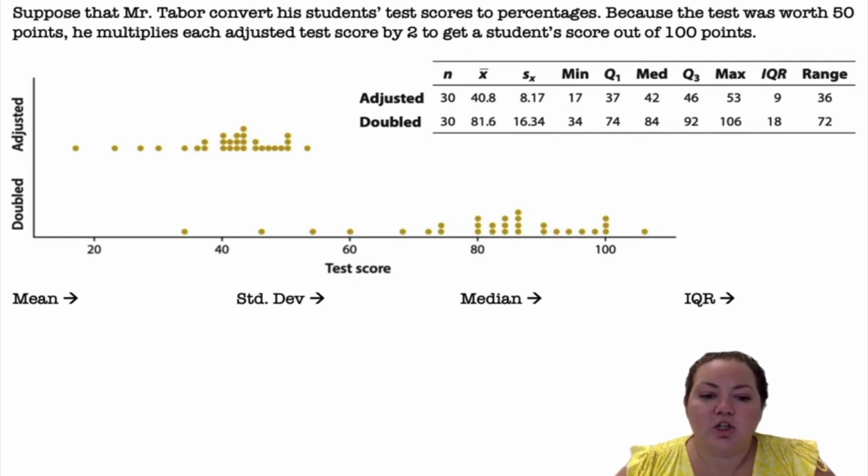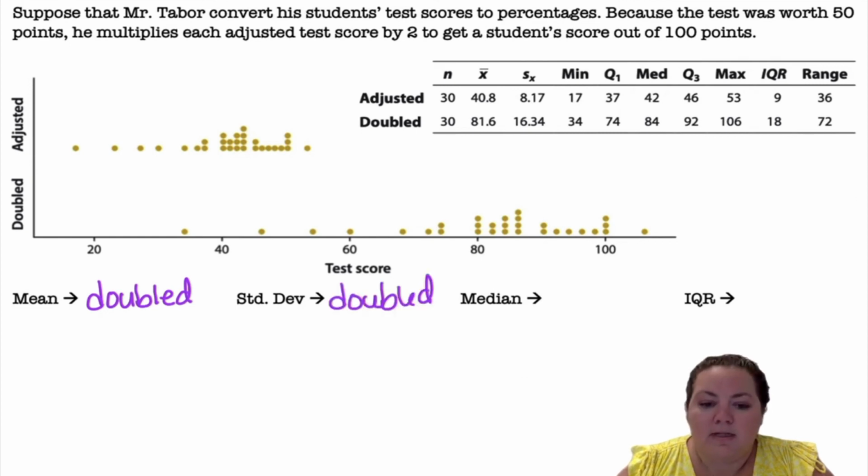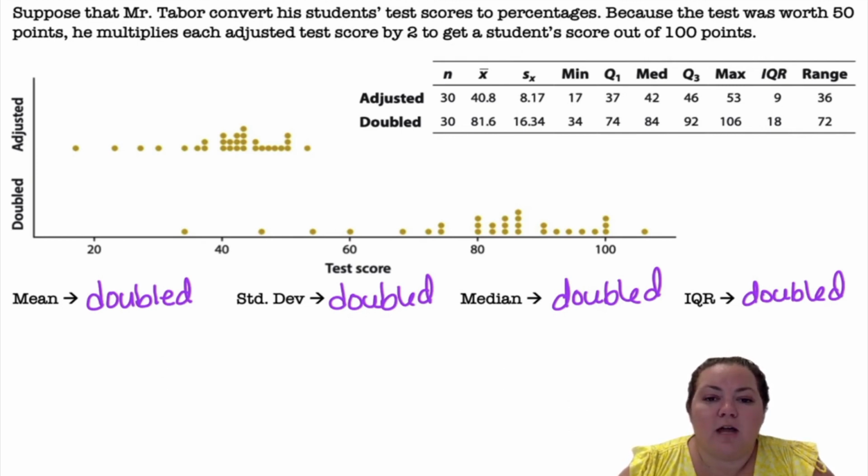So you can see that the shape looks pretty much the same, but it's more spread out. You can see that the actual dots are not right next to each other. There's more space between them. There's a wider range. You can see that the center definitely moved. So my mean doubled. It went from 40.8 to 81.6. My standard deviation also doubled. My median also doubled, and my interquartile range doubled. All right, so if I'm multiplying or dividing, it's going to impact measures of center and measures of spread.